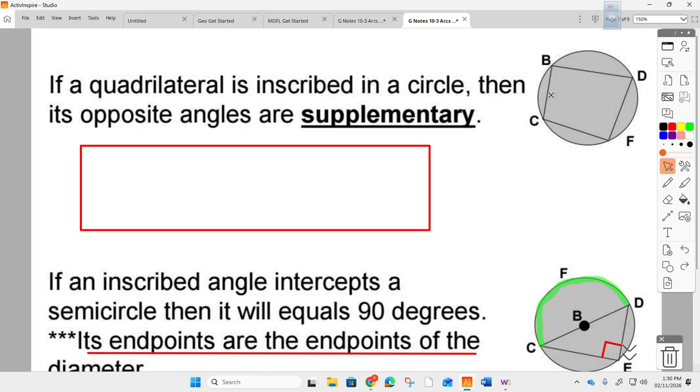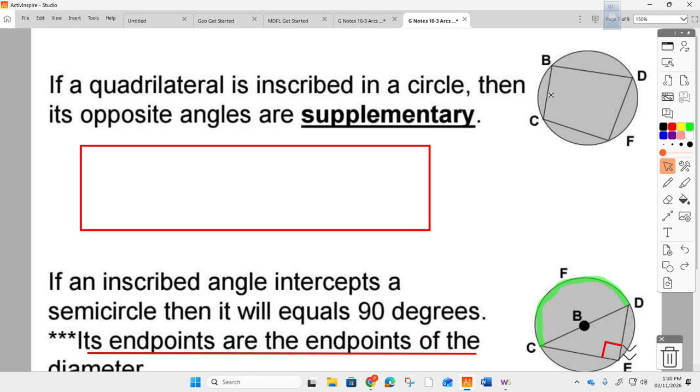All right. If a quadrilateral is inscribed in a circle, then its opposite angles are supplementary. What does it mean for angles to be supplementary? Molly, do you remember? Well, they're both, so B is 180 and F is 180? If you add them together, they equal 180.